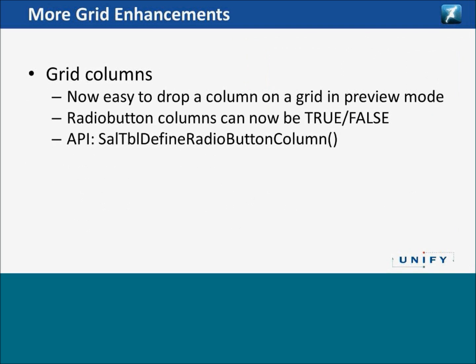More grid enhancements. Grid columns. You can now easily drop a column on a grid in preview. That was kind of tricky before. That was like a 1 or 2 millimeter white space that you could use to drop a column on a grid, which is now nicer to do. Value button columns can now be true or false in value. And there's a new API for that, SAL table define radio button column.